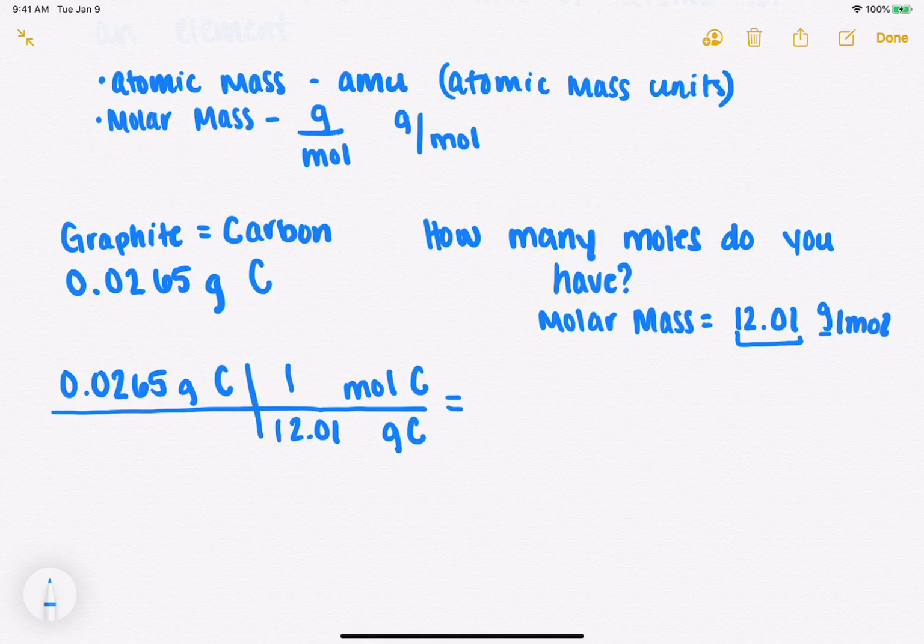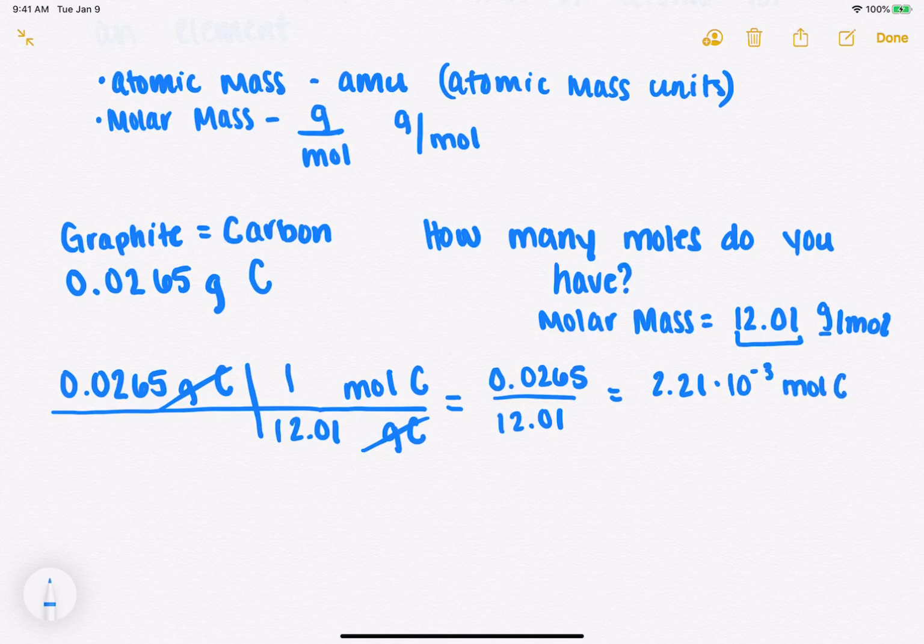So go ahead and solve that on your calculator. So you should get 0.0265 divided by 12.01. These units cancel. So we're going to be left with moles of carbon, which is what we're trying to find. And when we simplify that, we get 2.21 times 10 to the negative third moles of carbon.